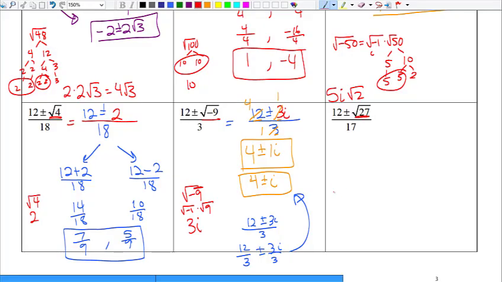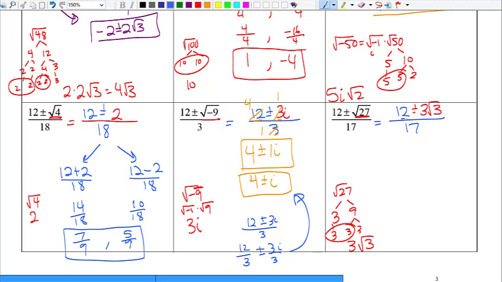All right, last problem. I have root 27, which can be broken up into 3 times 9, and 3 and 3 and 3. So that's 3 square roots of 3. So on this problem, we have the 3 square roots of 3. We still have a radical. There's no i, so I don't need to split it up into real and imaginary parts because there's no i.